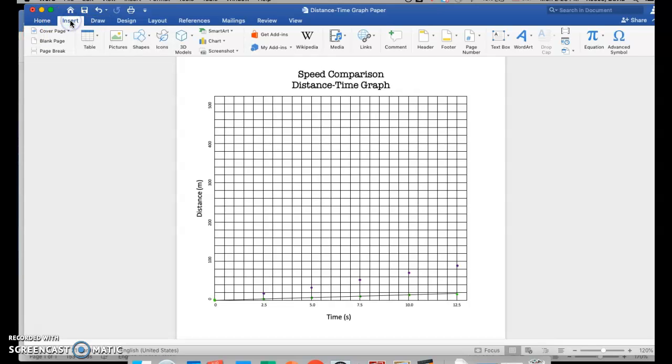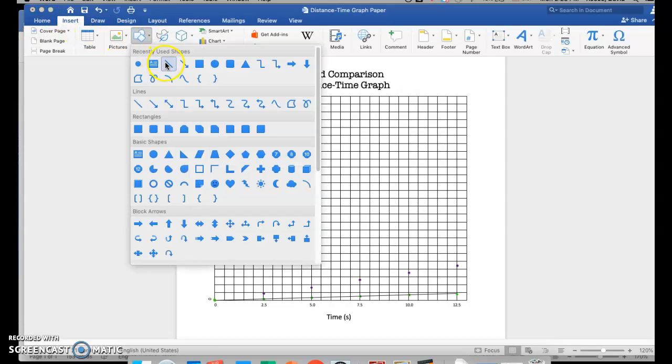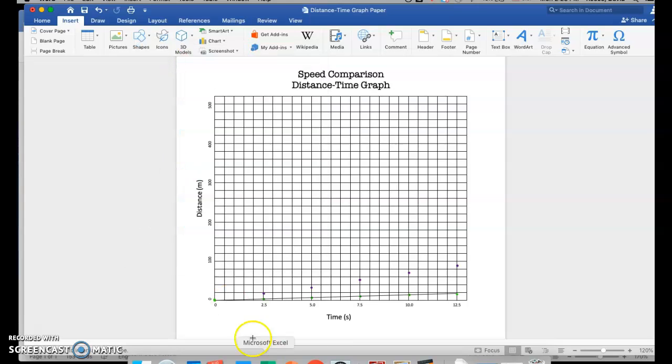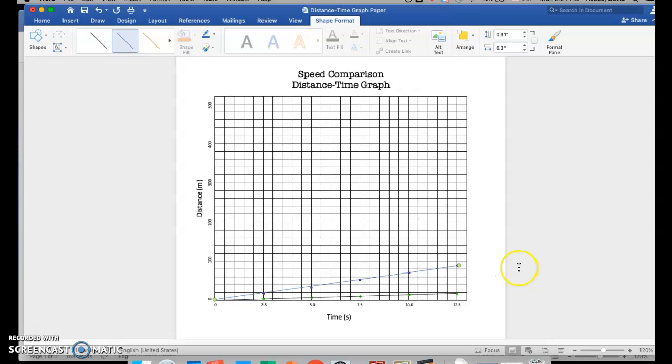I'm going to insert my line. So I'm going to go grab shape. I'm going to hit my line here. I'm going to go and start at 0 again. And I'm just going to do the best I can. Go right through there. And there are my points. Okay, and it's pretty close.